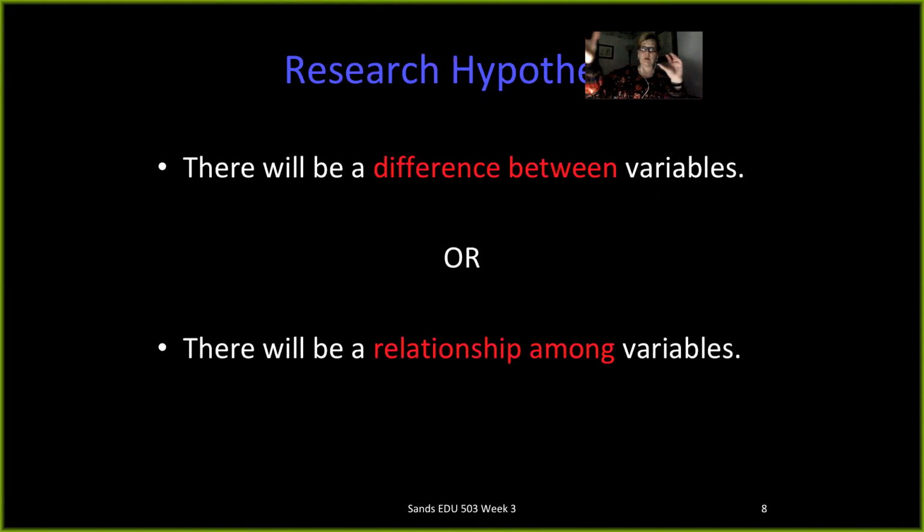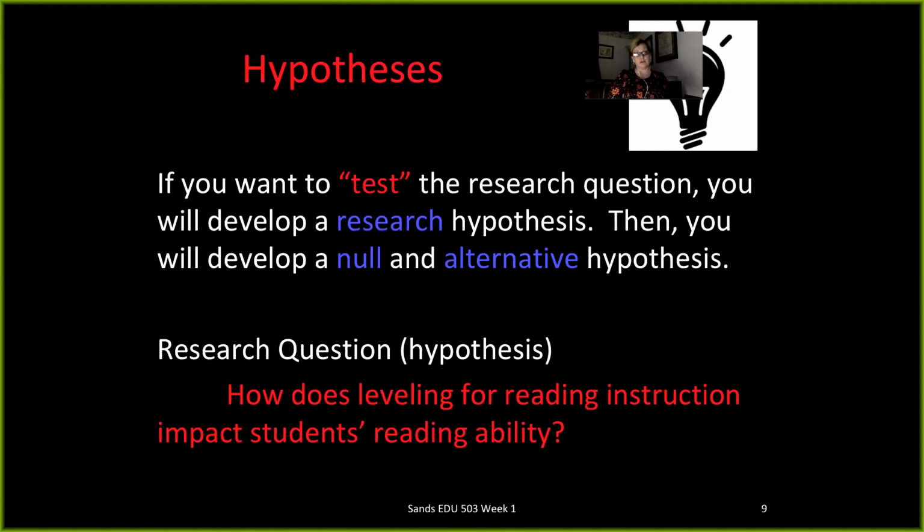So you have your independent and dependent. Your independent is going to be the thing that won't change. Or you say there will be a relationship among variables. That is when you're doing something like a correlational study.